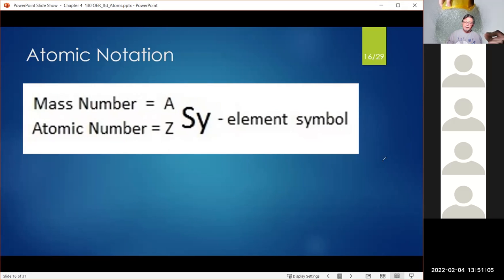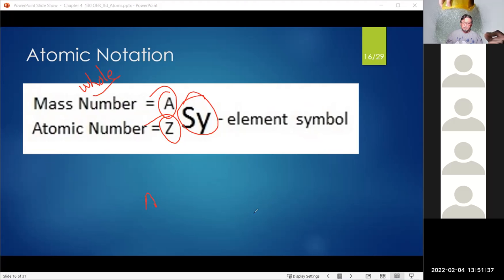All right, so we can get the symbol from the periodic table. We know what that is. Also, the periodic table tells us what the atomic number is. It's on top of the symbol. What we don't know at this point is what we call the mass number. Well, the mass number, remember this, is always a whole number. Atomic number, always a whole number.